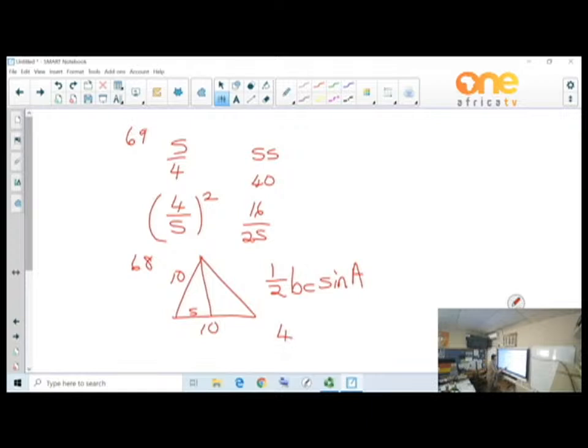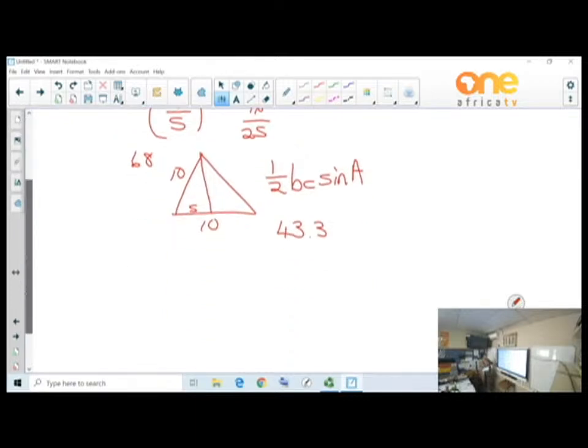43. You need to calculate the height first. So it's 43.3. So it's 10 squared minus 5 squared to get the height. And then it's half base times height. Or you work with half BC sine A. Again, lots of learners have this wrong, which is unnecessary.